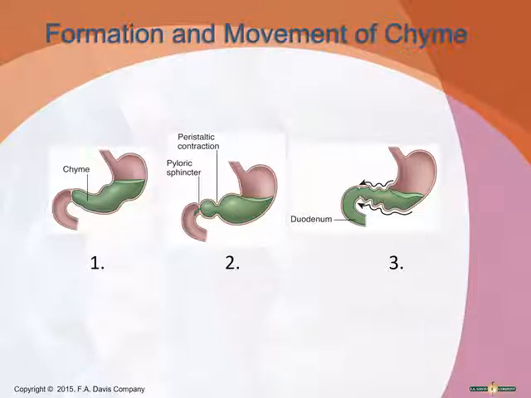small intestine. The stomach continues to churn and mix its contents as it gradually releases the chyme into the duodenum. This continues until the stomach empties, which can take about 4 hours following a typical meal.